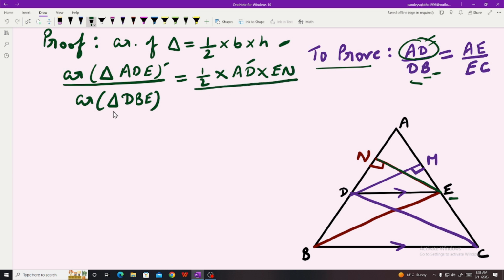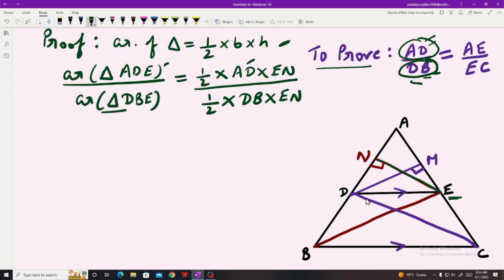Upon, now for here, area of triangle DBE is again half into, we require the base as DB. So we are going to take this base DB into now the height. For height, the perpendicular to be drawn from the vertex which is opposite to the base. So here E is the vertex which is opposite to the base DB. So from here the perpendicular to be drawn. So here EN is the height of this triangle DBE when the base is BD. So here half into base into height, where height is EN.